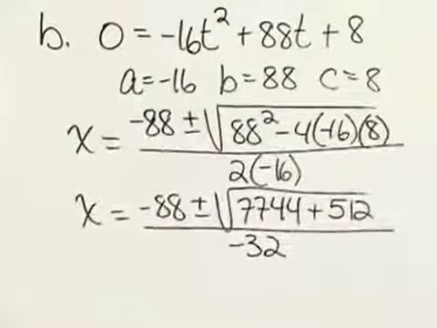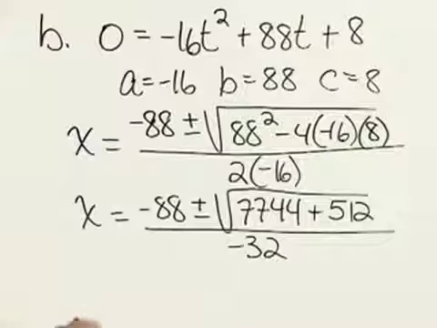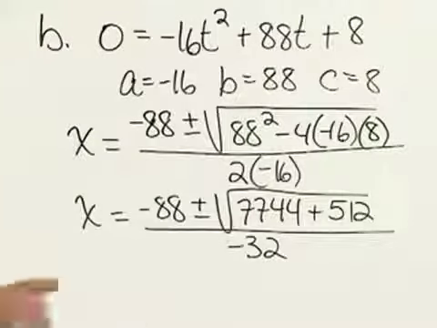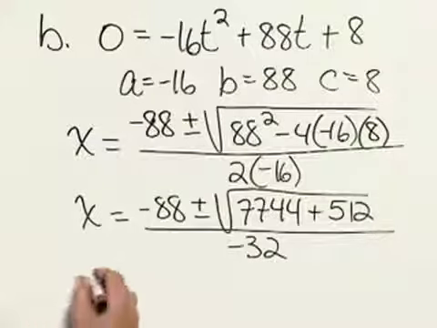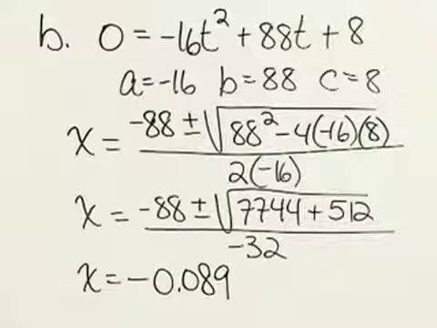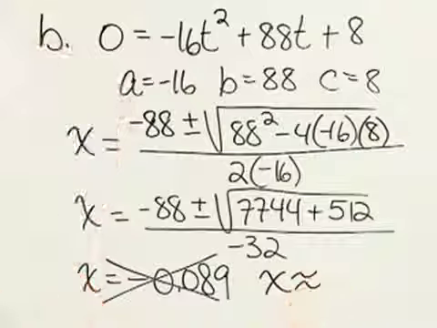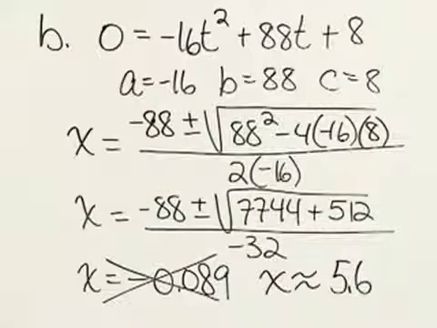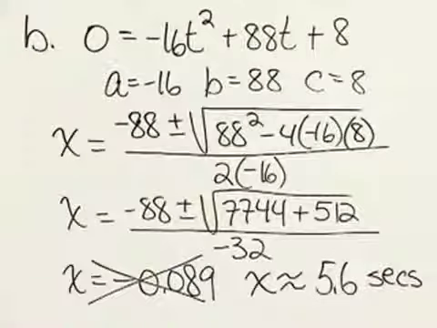Well, if we were to enter all of that into the calculator, we would have to enter negative 88 plus the square root divided by negative 32, and that will give us one result. And we would have to enter in negative 88 minus that square root divided by negative 32. The two results we get are x equals negative 0.089. Let's examine that. Well, that refers to, when we're solving for x, actually a time. And so therefore, a time that's negative does not make sense. The other value of x that we get, x is approximately equal to 5.6. And what that means is after 5.6 seconds, this stone would hit the ground.